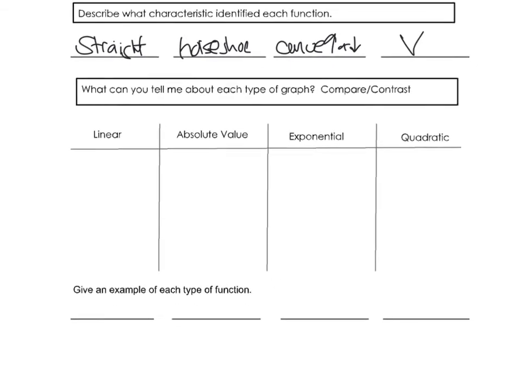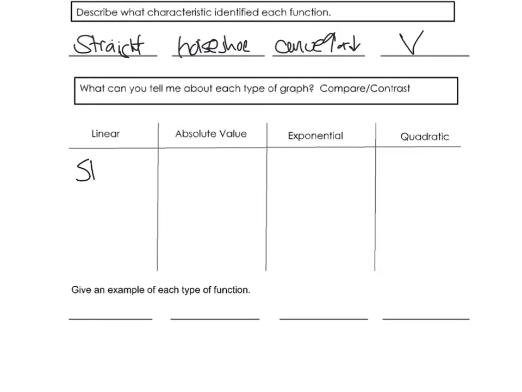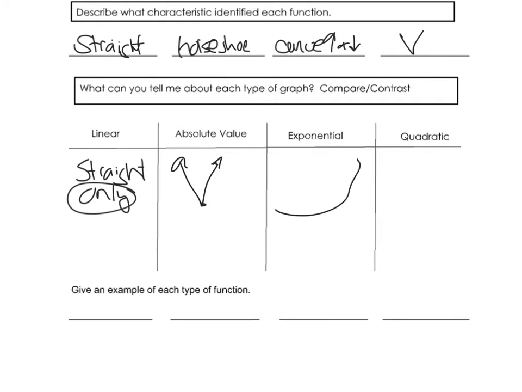All right, compare and contrast. Well, linear is straight. It's the only one that's straight. The rest of them have a curve in it. Absolute value is the only one that's shaped like a V, has a point. Exponential is the only one with a one-way curve. And the quadratic has a two-way curve, like a horseshoe.